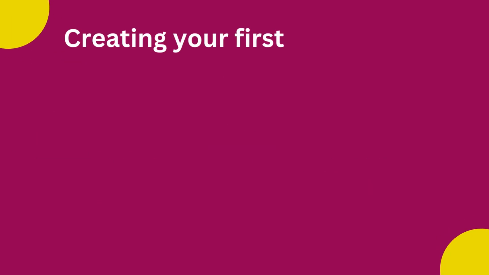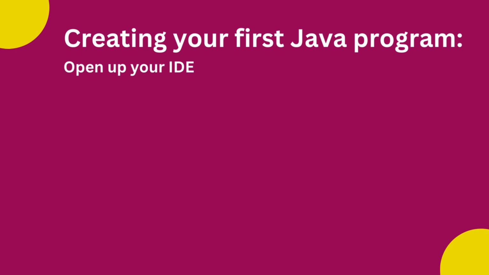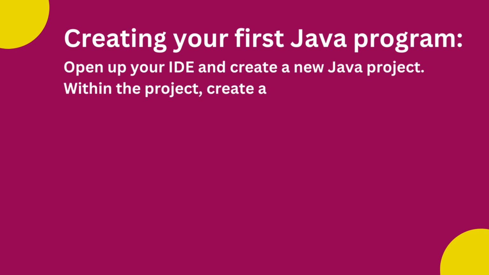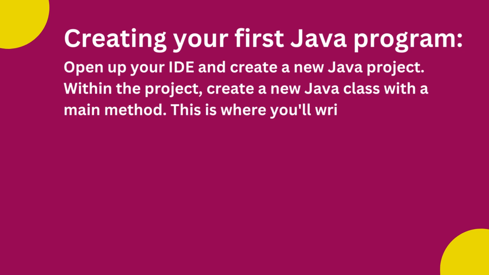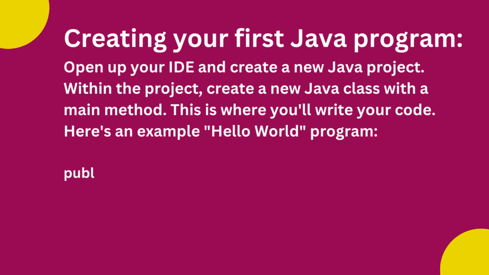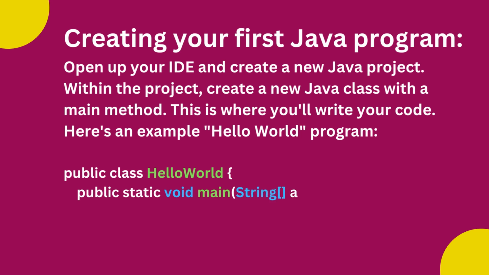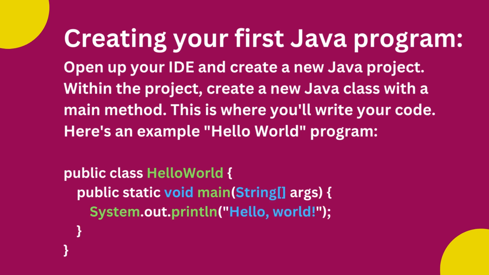Creating your first Java program. Open up your IDE and create a new Java project. Within the project, create a new Java class with a main method. This is where you'll write your code. Here's an example: Hello World program. public class HelloWorld, public static void main(String[] args), System.out.println("Hello, World").